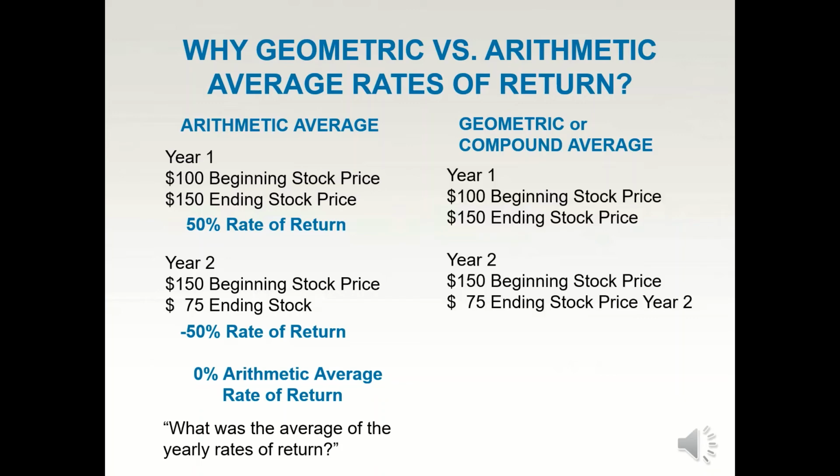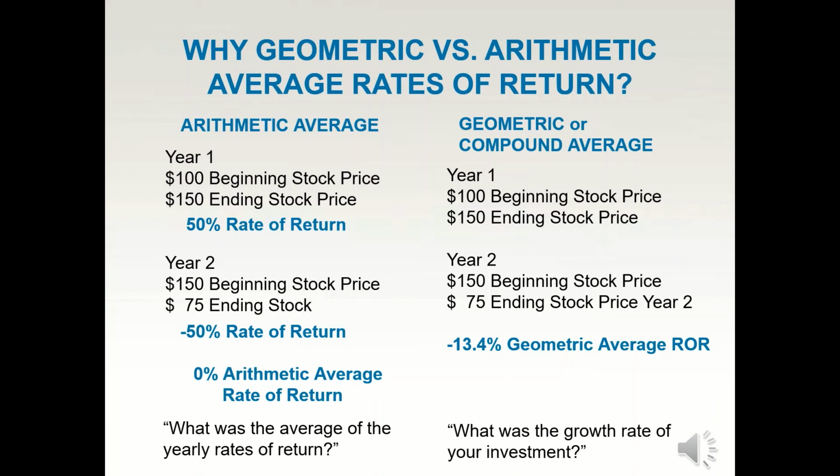If we were to take that same information and use our geometric average calculation, let's see what we would come up with. Because the geometric average takes compounding and the time value of money into account, our geometric average rate of return is negative 13.4% on this stock. Where the arithmetic average answers the question, what was the average of the yearly rates of return? The geometric average answers the question, what was the growth rate of the investment?